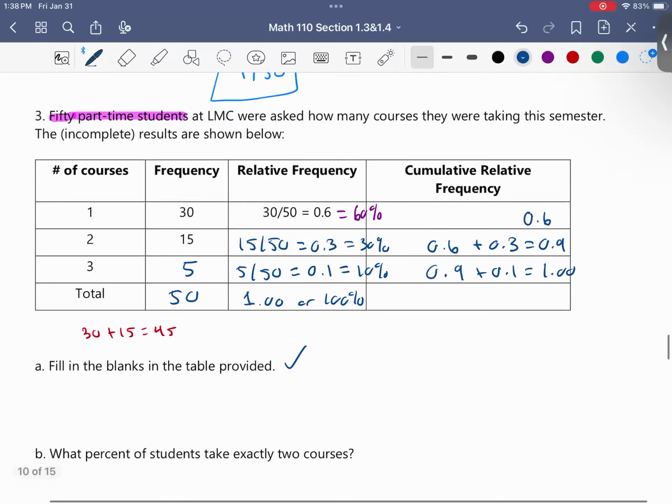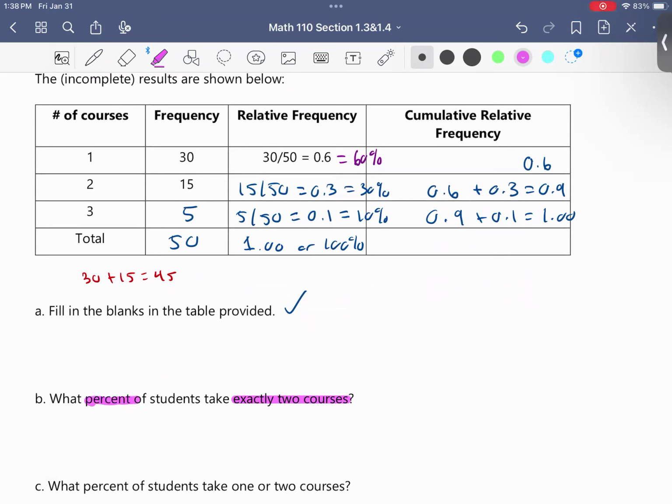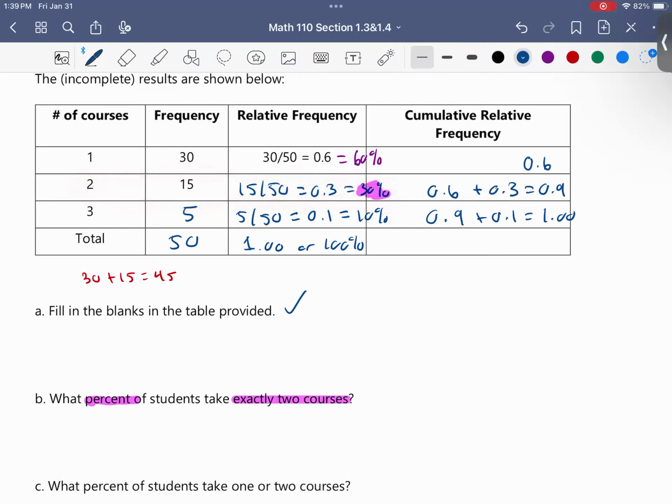And now what we need to do is find the percentage of students taking exactly 2 courses. So exactly 2 courses, percentage of students. So that should be 30%. Here is taking exactly 2 courses, and that's our percentage, our relative frequency. So our answer would be 30%.